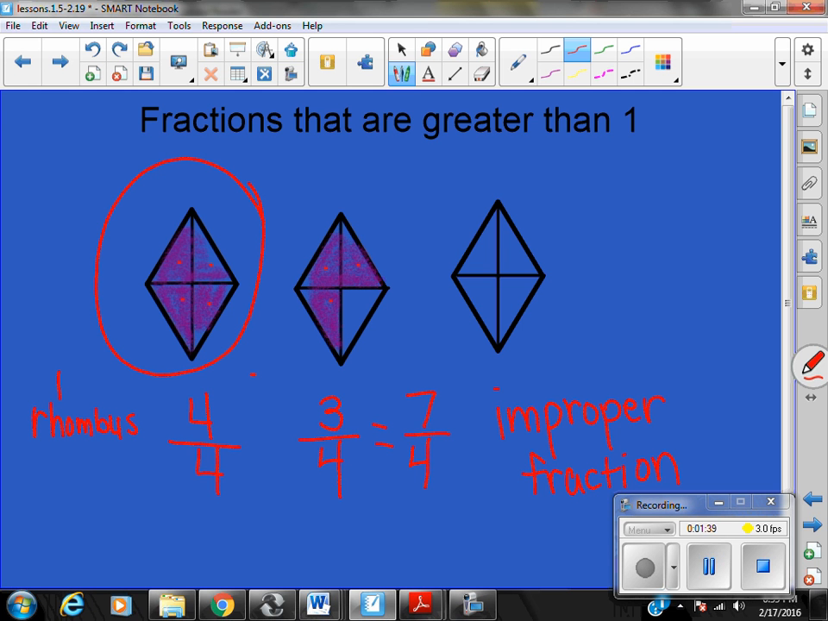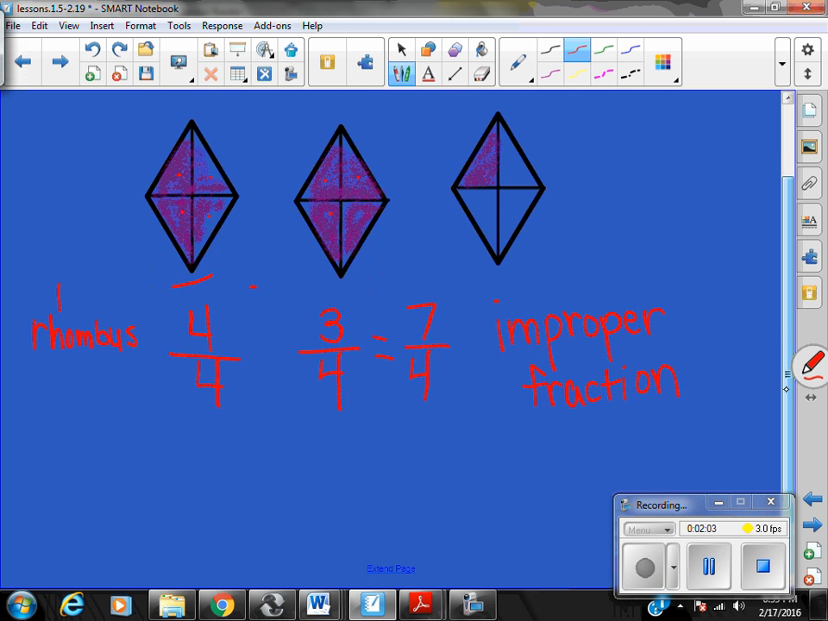Now I'm going to stretch your brain a little bit, and I want you to really listen and really think about what I'm going to say next. Okay? And for this demonstration, I am actually going to color in a little bit more just so I can show you something. Okay, really pay attention. This time, I'm going to look at this picture, and I'm going to say that 2 rhombuses or 2 rhombi represent my whole.